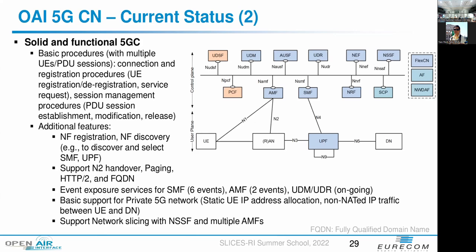And also, we have very basic support for private 5G network by relying on static IP address allocation, non-matrix traffic between the data network. And recently, we finished the network slicing support, basically fully compatible. And by relying on NSSF and also AMF, we are location coefficient. But again, unfortunately, we cannot validate that with a commercial or simulated video because we don't have this kind of coordinate.